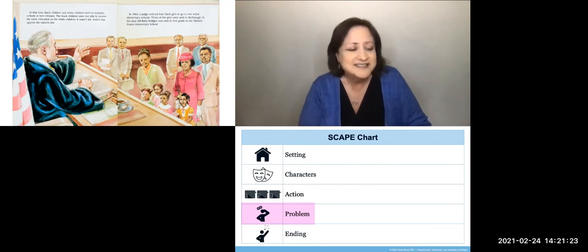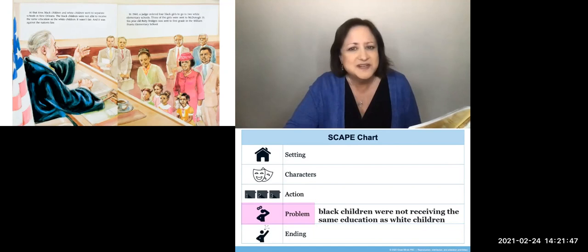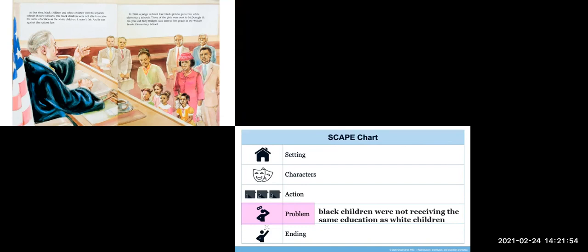Pause here to say the problem in your own words. You can chat with a learning partner, or you can just say the problem out loud. But take what was on this page and shrink it down to your own words. Pause and then just hit play to continue. The problem in the story is that Black children were not receiving the same education as white children.